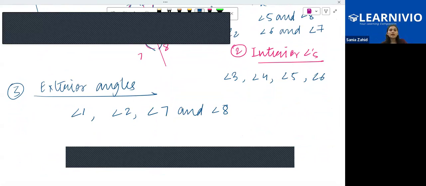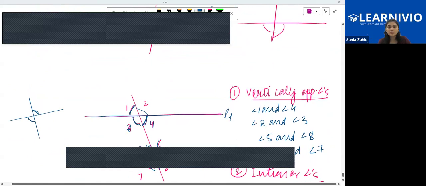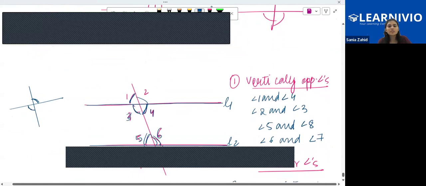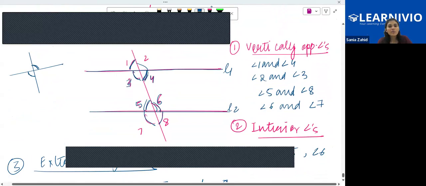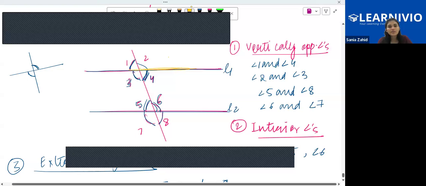Now see, interior and exterior angles can again form pairs. Like vertically opposite were occurring in pairs. 1 and 4 are vertically opposite. 2 and 3 are vertically opposite. Now see, angle 4, if you form a Z, see, a Z is being formed.